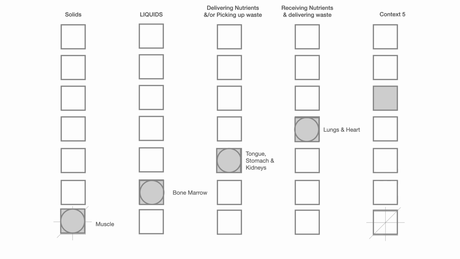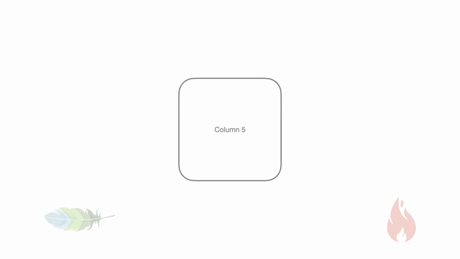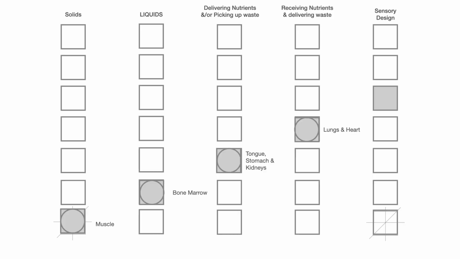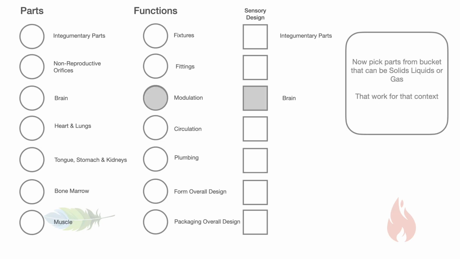All right, so back at the template here, and we're going to go to column 5, and we're going to touch on the context. And the context is sensory design. And then we'll go back also to the foundational functionality for that group. And so we have, the part needs to help with modulation along with being a part of the sensory design.